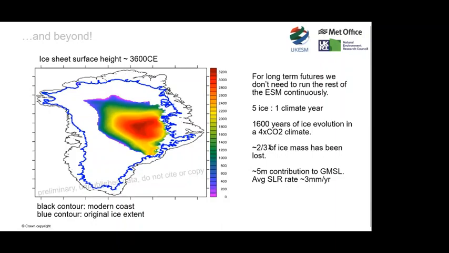So you don't have to compute every new year's climate as you go. That's much cheaper to do. So we've done this here. We've kept our warm 4 times CO2 UKESM climate constant. And over about 1,500 years, we've melted about 2/3 of Greenland.